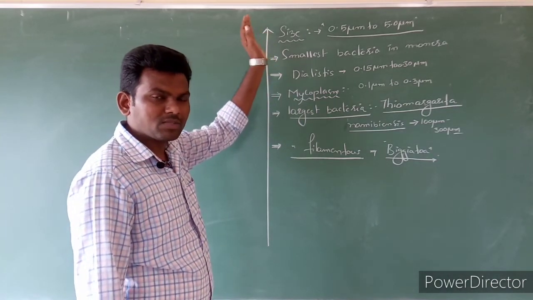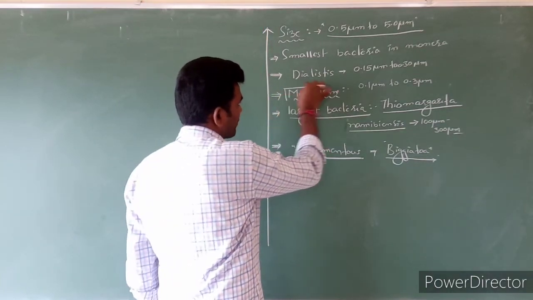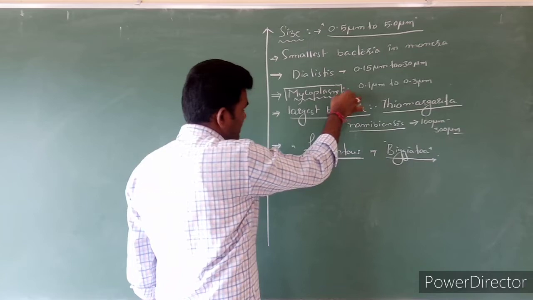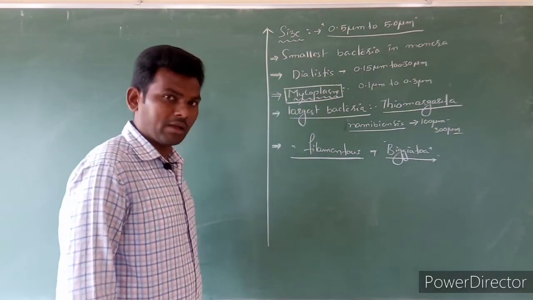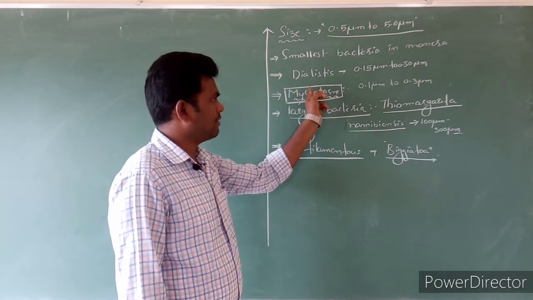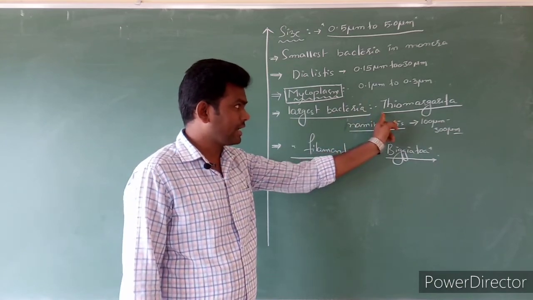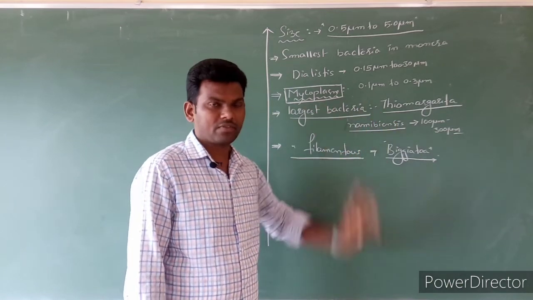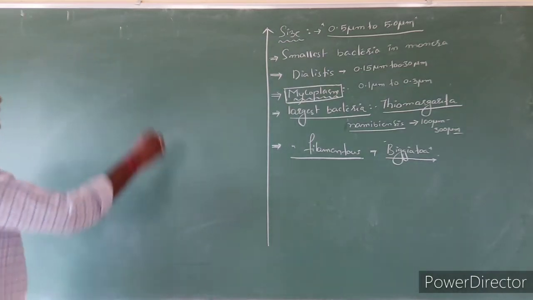Clear? The smallest bacteria, actually Mycoplasma, is also considered as a bacteria. So this is the smallest size of bacteria. The largest bacteria is Thiomargarita namibiensis. Clear? Next, different shapes of bacteria.